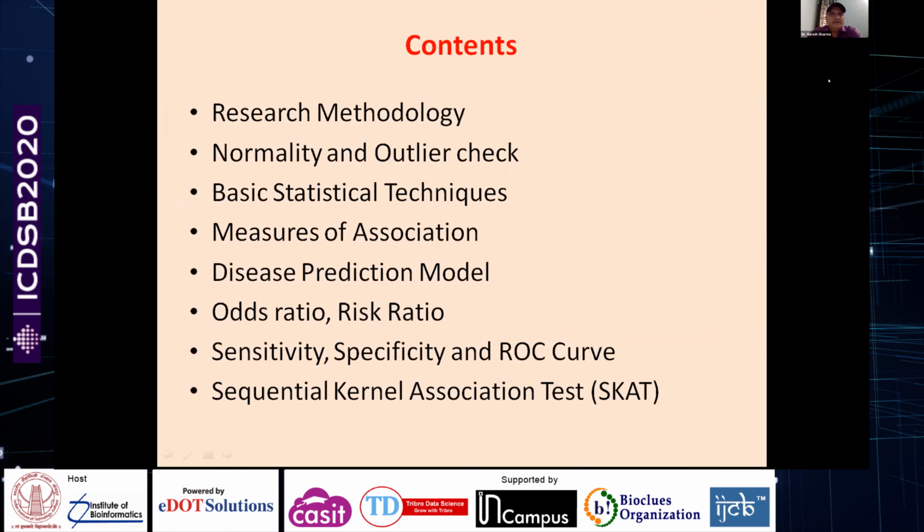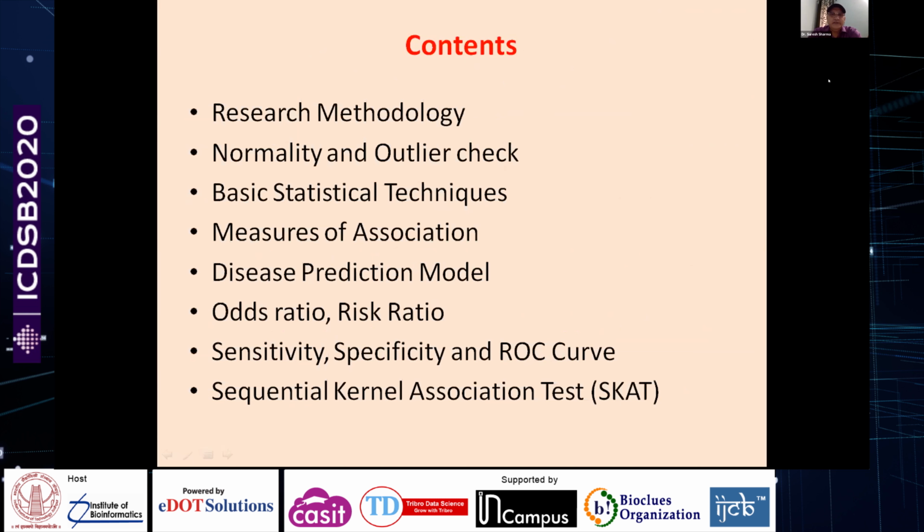So this is the content of my talk. First of all, I would like to discuss something about the different types of data, because most people make mistakes whenever they perform analysis if they don't recognize the data in a proper way. Then normality and outlier check, and how to do them using statistical tools. Then basic statistical techniques, though I will not discuss much on those. Then measures of association that I will take up.